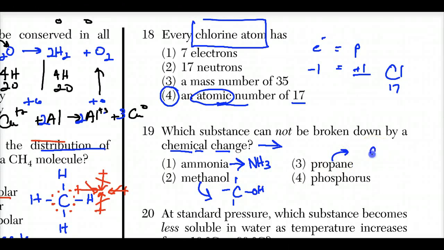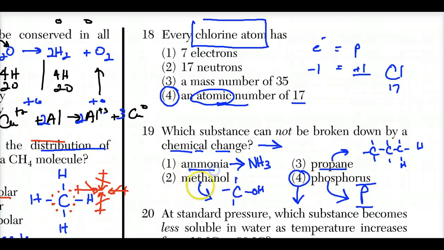Propane from organic chemistry is 3 carbons, single bonded. Fill in the rest with H's. These are bonded with hydrogens. Okay? And phosphorus, that's an element. That's element P, so just made up of 1 atom. So if you didn't know that phosphorus is an element, you look on Table S. But these, you should be able to know that these are compounds.